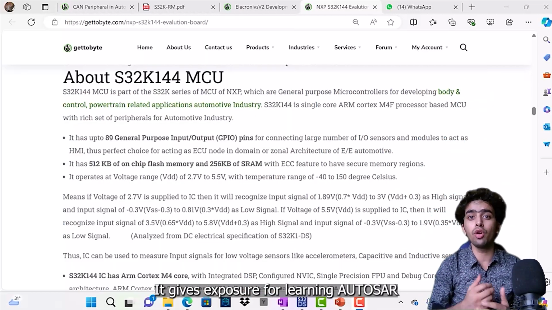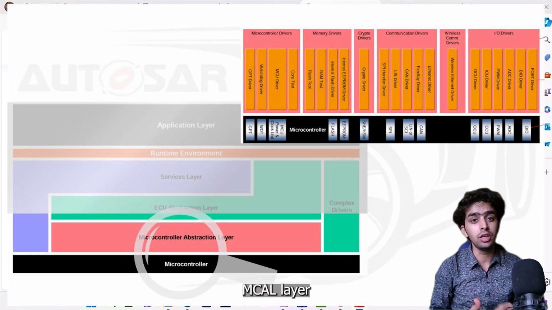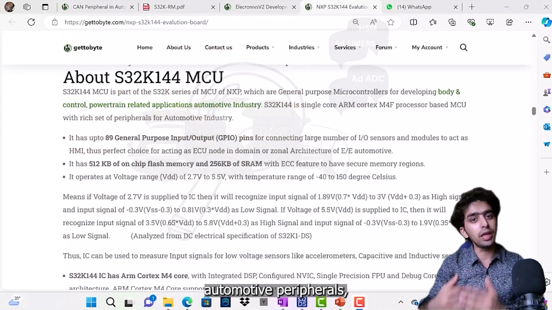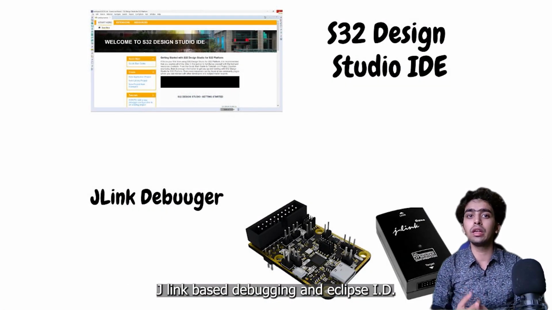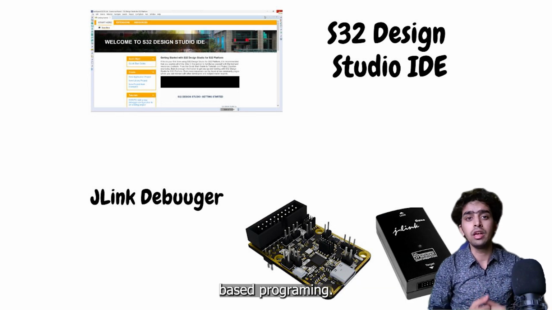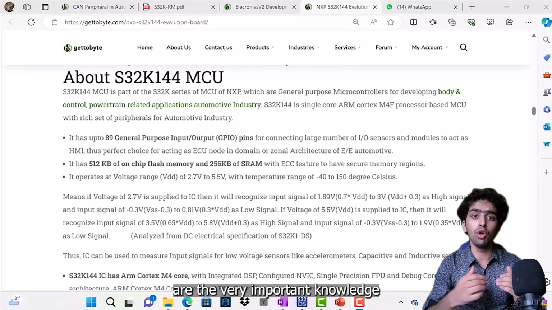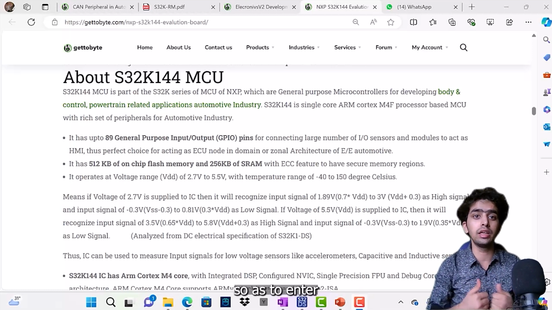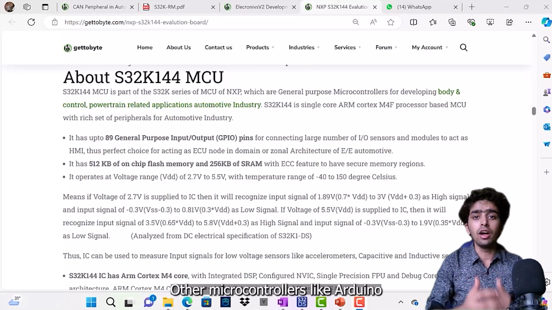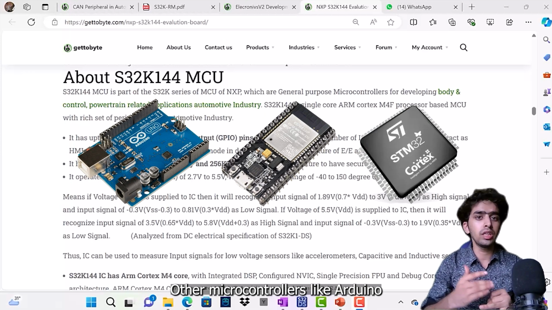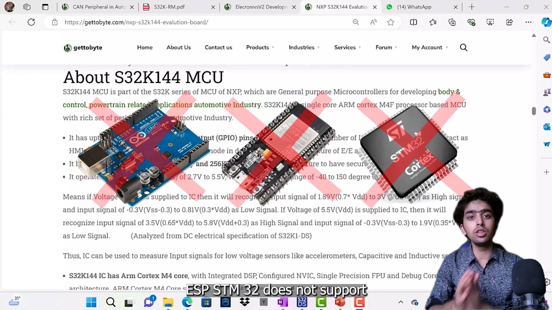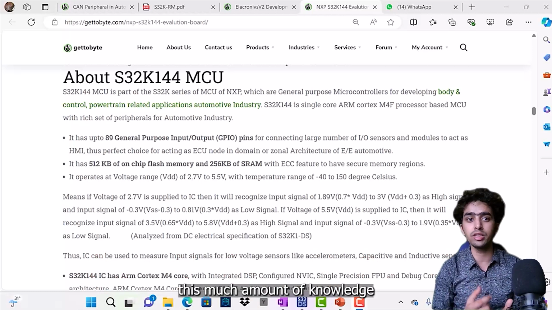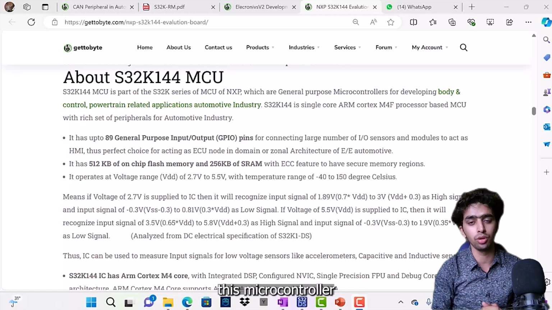It gives exposure for learning the AUTOSAR MCAL layer, MATLAB model based designing, automotive protocols, automotive peripherals, JLink based debugging, and Eclipse IDE based programming. And this is very important knowledge which is required to gain the skill sets needed to enter the automotive industry. Other microcontrollers like Arduino, ESP, STM32 don't support all of these features and fail to provide this much knowledge that we can get using this microcontroller.